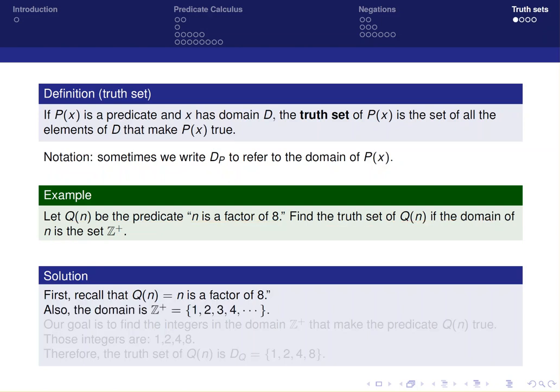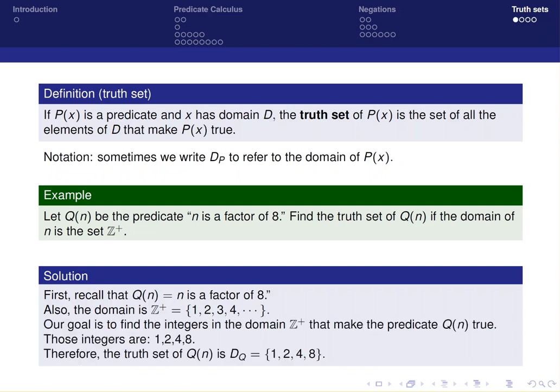Well, if the domain is all positive numbers, 1, 2, 3, 4, that are integers, then the numbers inside of that list that make my predicate true are going to be the numbers 1, 2, 4, and 8. So that makes the truth set of the predicate q of n. And we write the subindex q, that represents the truth set of the predicate q. So it's the numbers inside of the original set, the domain, that make the predicate true. And the numbers 1, 2, 4, 8 are all factors of the number 8.